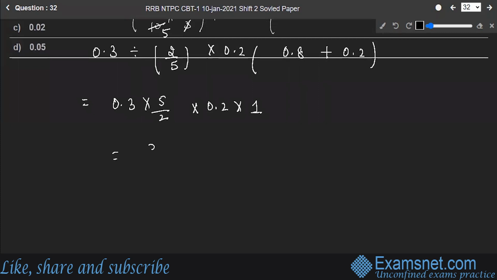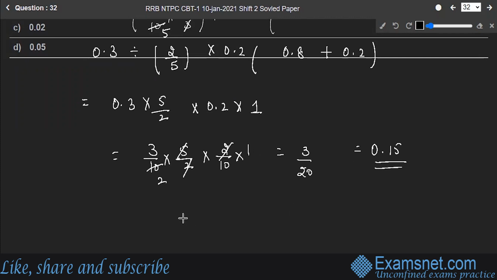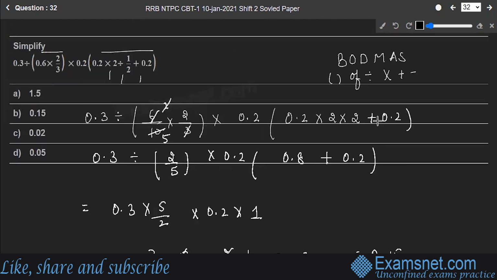Let's solve this further. 3 by 10, 5 by 2, 2 by 10 multiply 1. So these two will cancel, and 5 will cancel with this 2, and I will have 3 upon 20. 3 upon 20 will be 0.15. So this is the correct answer to the question, 0.15. Let's check. Option B is the correct answer. Hope you got that. Let's move to the next question.